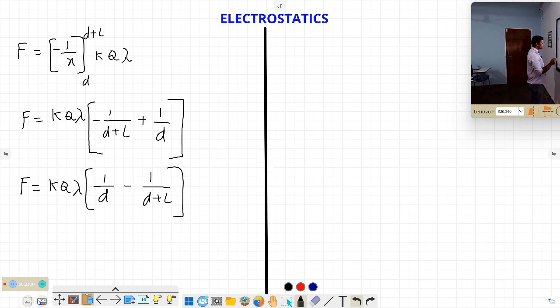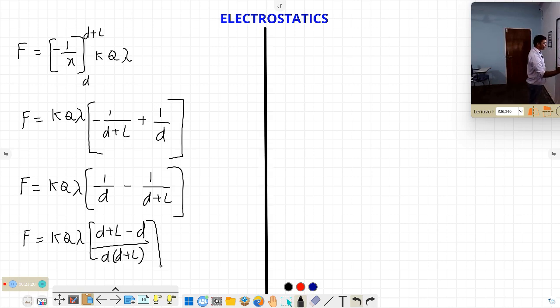If you take the LCM of this one, because of the given options, K Q lambda into d plus L minus d by d into d plus L. So plus d minus d get cancelled. After cancellation, what are you going to get? F is equal to K Q lambda into only L by d into d plus L.